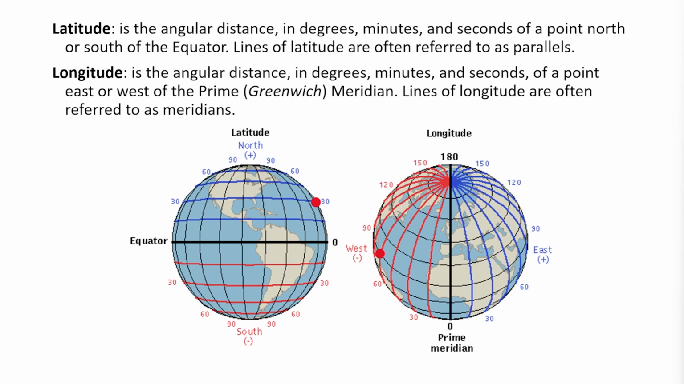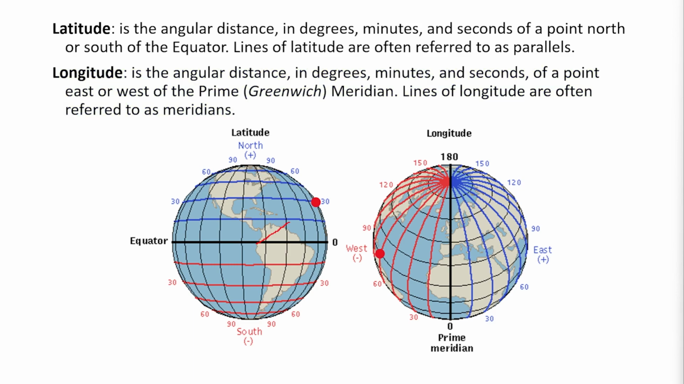Today we're talking about latitude and longitude. Latitude is defined as an angular distance in degrees, minutes, and seconds of a point north or south of the equator. Lines of latitude are often referred to as parallels. Longitude, on the other hand, is an angular distance in degrees, minutes, and seconds of a point east or west of the prime meridian, which is in Greenwich, England. Lines of longitude are often referred to as meridians.